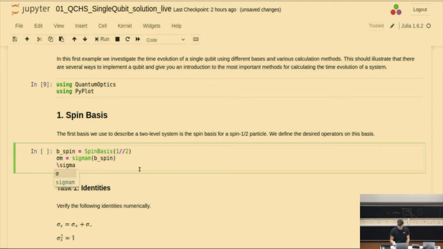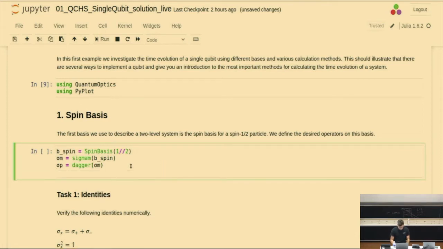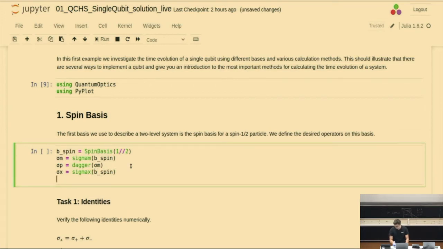Okay, then I need to define the sigma minus, a sigma plus operator, which is just the dagger of the sigma minus. And then I also define the sigma x operator, which is just sigma x of B spin. And I also define here the 1 operator, which is just the 1 of B spin.